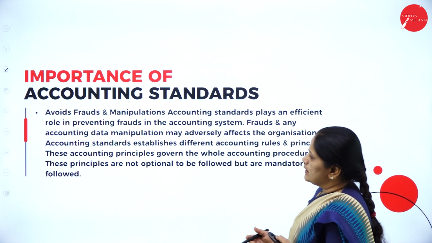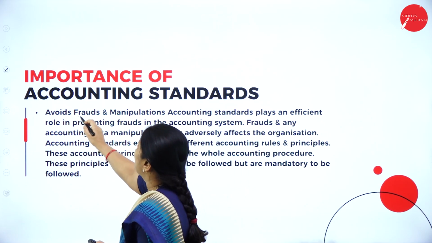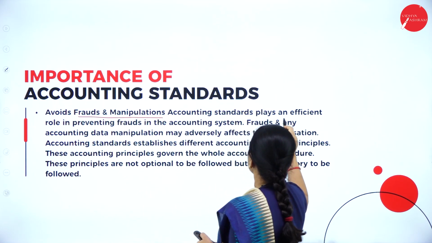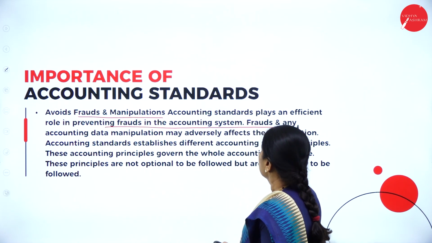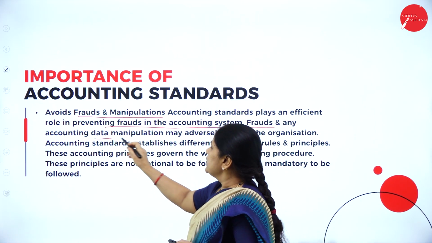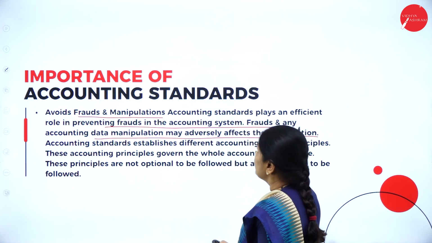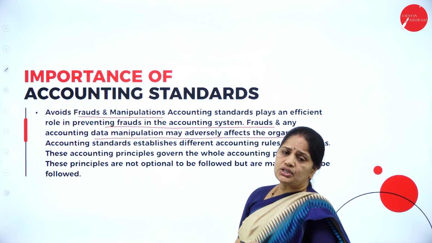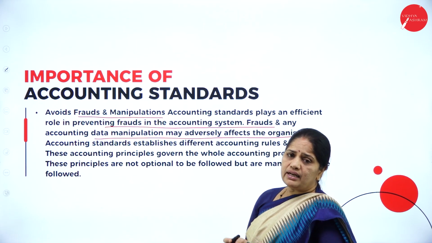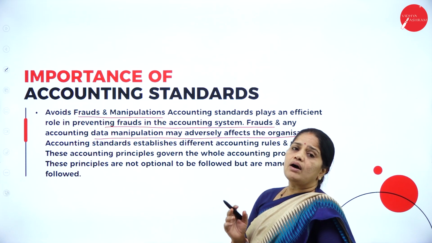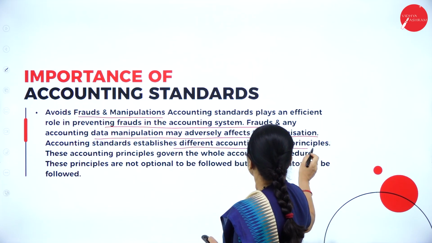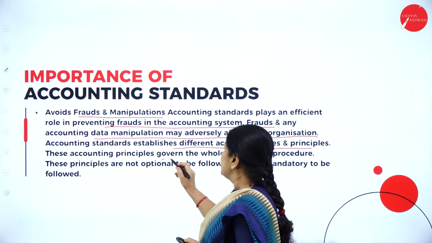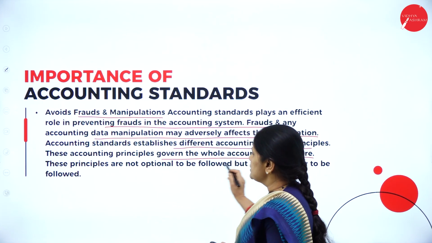Then next, avoids frauds and manipulations. So accounting standards play an efficient role in preventing frauds in the system. Frauds and any accounting data manipulation may adversely affect the organization. So whatever fraud is there, it may adversely affect the organization, and it can be avoided because of the accounting standards. It establishes different rules and principles, and they govern the whole accounting procedure.